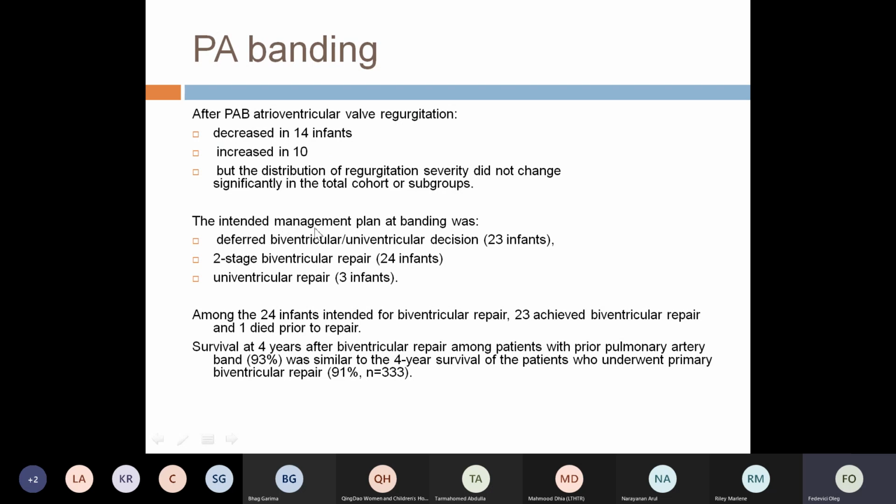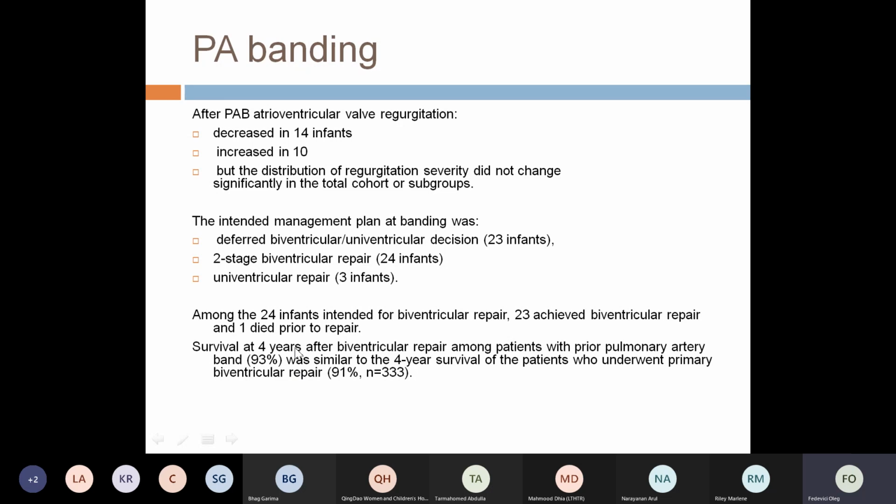The intended management, as I described, was to defer the ventricular decision in 23 infants. It's the half two-stage biventricular repair when you know that you will repair, but it's not the right time or the right age or right condition for the patient. So it's just postpone the repair, and univentricular repair in only 3 infants. So you can see that among 24 infants that intended for biventricular repair, 23 achieved it, and 1 died prior to surgery.